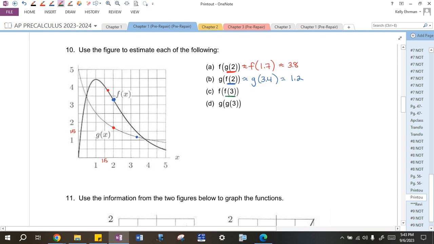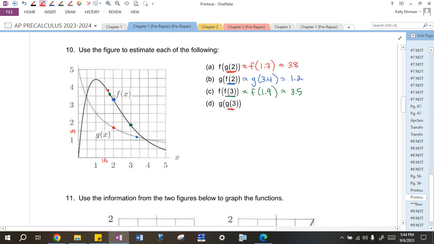Go to 3. Where does the graph hit f? Just below 2. I'm going to call that 1.9. Go to 1.9, so just before 2 on the x-axis. Where does the graph hit f? Just above 3.5, or maybe it is 3.5. I'll just call it 3.5.